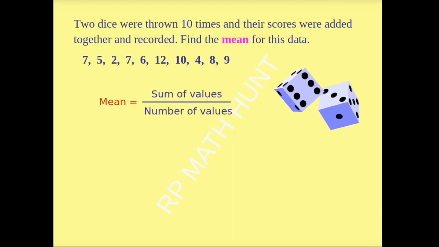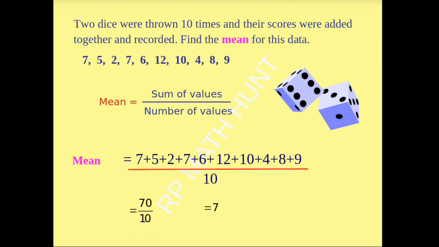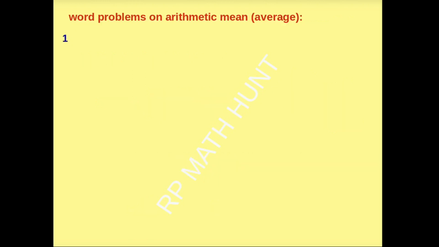Mean is equal to, we know, sum of the values divided by number of the values. Mean is equal to 7 plus 5 plus 2 plus 7 plus 6 plus 12 plus 10 plus 4 plus 8 plus 9 divided by 10. 70 by 10, that is equal to 7. 7 is the mean. Word problems of arithmetic mean.